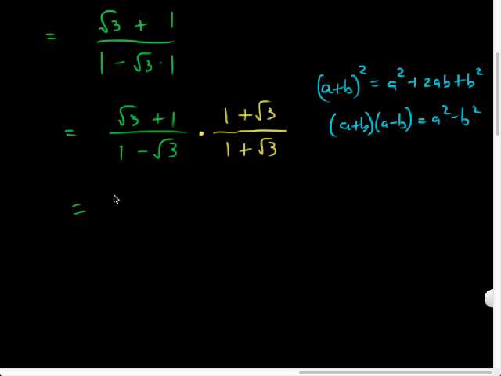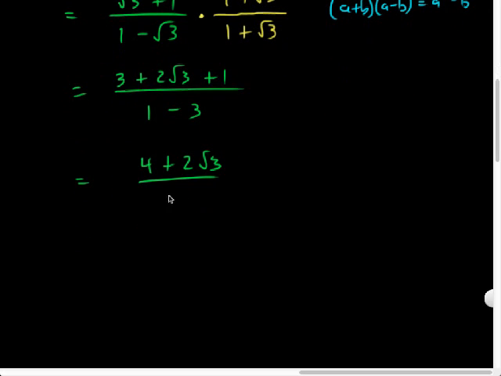And let's see, up top I would have 3 plus 2 square roots of 3 plus 1. And down bottom it's a squared minus b squared, so that's just going to be 1 minus 3. So that's 4 plus 2 square roots of 3 if I combine my like terms. You guys are good to go if you'd like. All divided by negative 2. So that's actually negative 2 minus the square root of 3. Crazy sauce. Because I divided the negative 2 into both of those top terms there. 4 divided by negative 2 is negative 2.